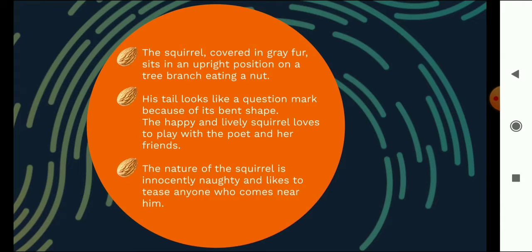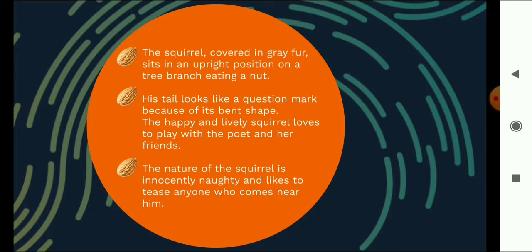The squirrel, covered in grey fur, sits in an upright position on a tree branch eating a nut. So the squirrel is covered in grey fur. What does the fur look like in color? It looks grey in color, right? And he is sitting in an upright position, sitting very straight, and is very busy eating a nut. His tail looks like a question mark because it is bent in a circular shape. It looks like a question mark.